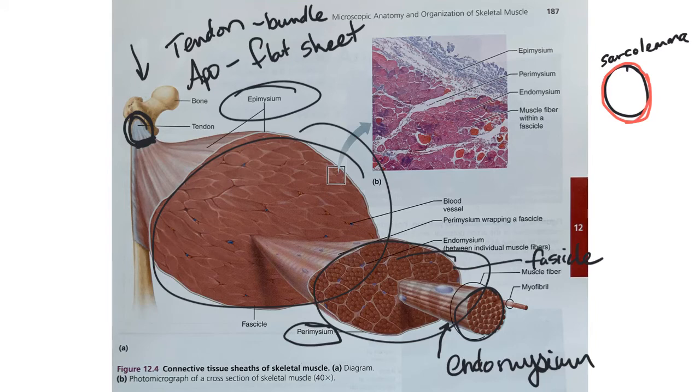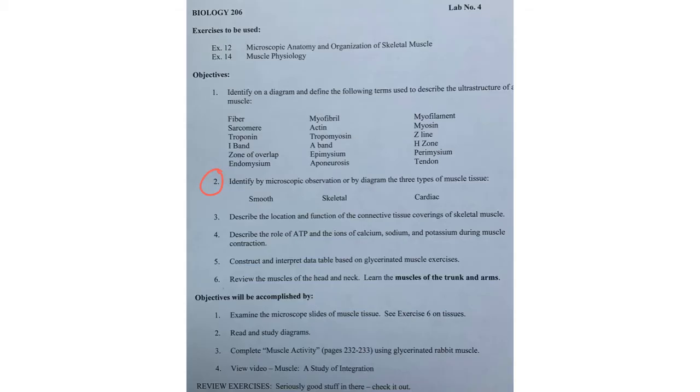So look at the dome of your head. That's where you get the galea aponeurotica, where your frontalis muscle attaches. So we got objectives 1 through 3 done. Obviously, study it.